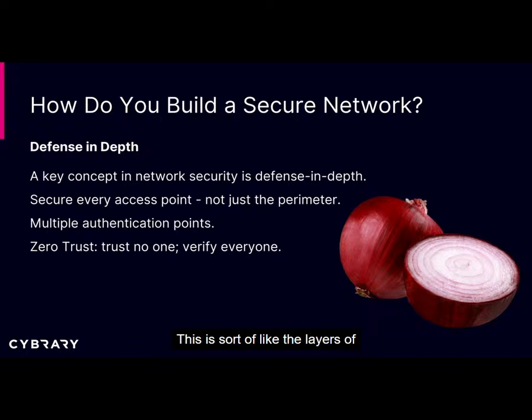This is sort of like the layers of an onion. If you think about protecting just the perimeter, like the skin on the onion, that's sort of how we did it in the old days. But now we want to protect every layer, every point in between. Another concept here is zero trust, which means you trust no one by default and require authentication from everyone at every point.